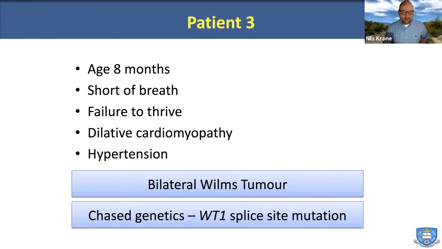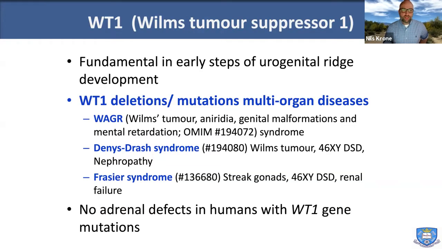And we changed the genetics, and he has a WT1 splice mutation. And this is something which is interesting and worrying, because what we classically have in textbooks is that WT1 or Wilms tumor mutations are classically described as being associated with Wagr syndrome, Denys-Drash syndrome, and Frasier syndrome, which you will not be able to miss because those kids are so ill. However, in contrast to mice, there's no adrenal problem in humans, whereas in mice you also have adrenal problems.